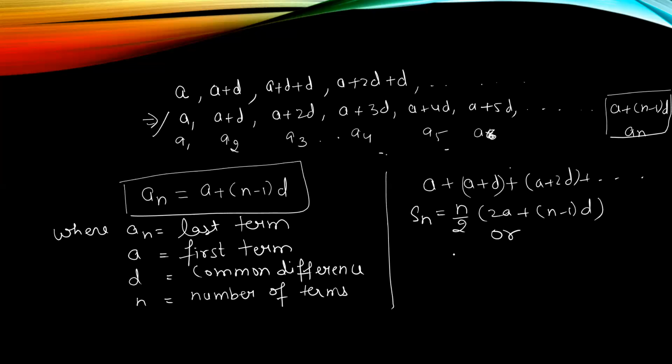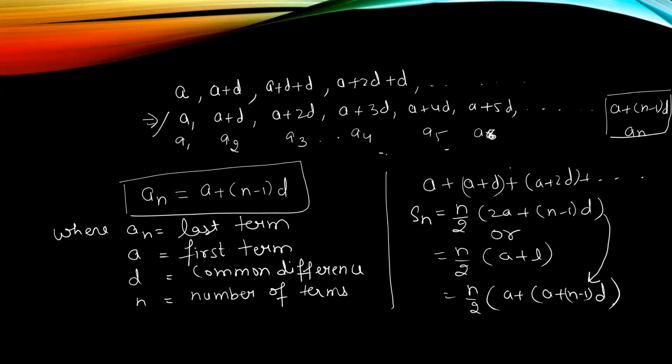Or you can also write it as n by 2 (a plus l). Let's थोड़ा सा इसको और elaborate करें, अगर तो it is going to be n by 2 (a plus nth term), a plus (n minus 1)d, which is your last term, right? So when you solve it further, it's going to be n by 2 [a plus a plus (n minus 1)d], which is 2a plus (n minus 1)d.